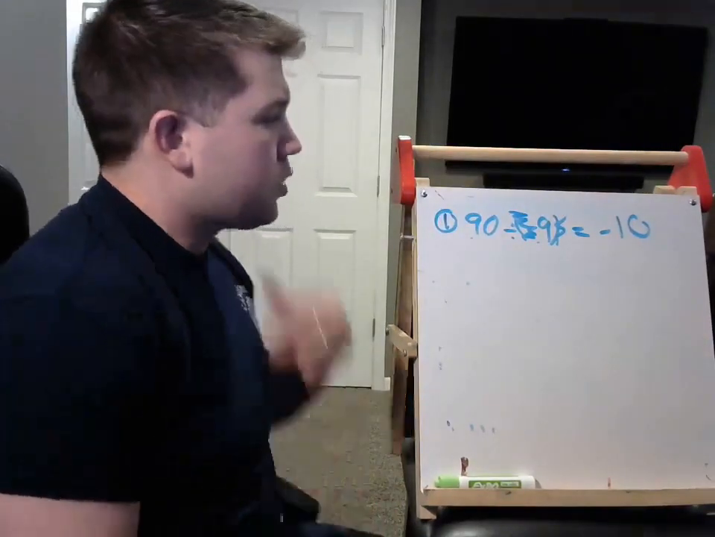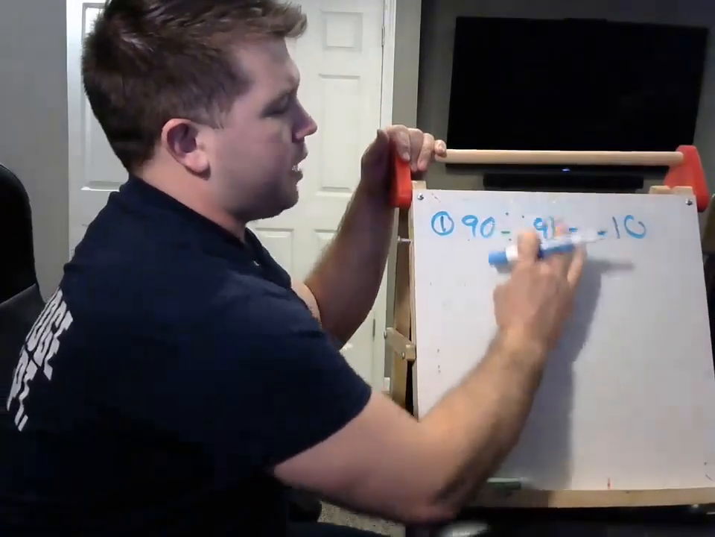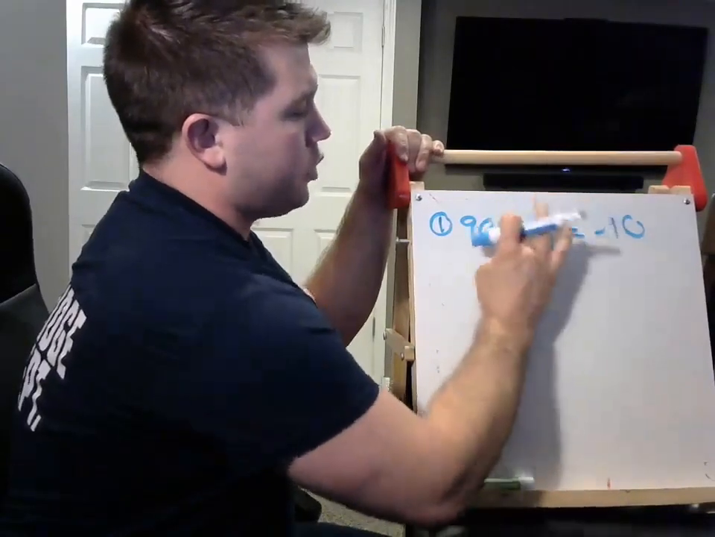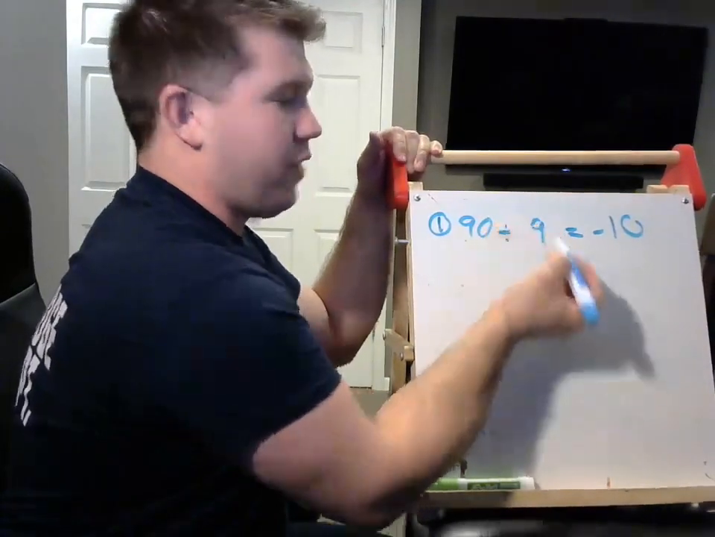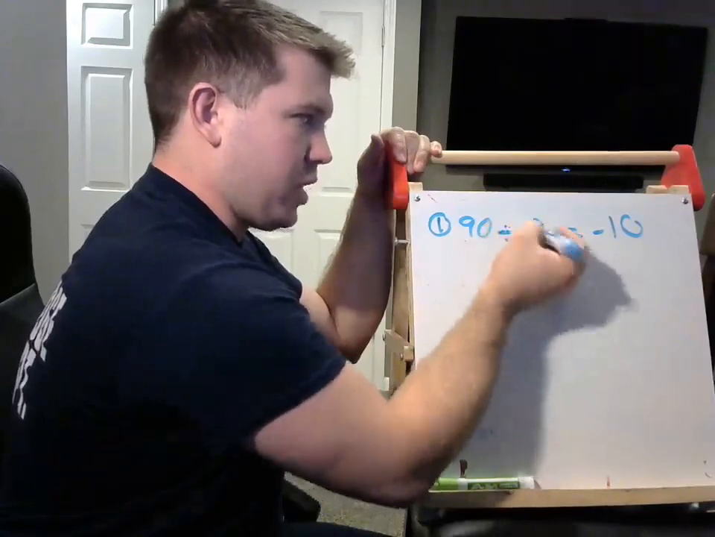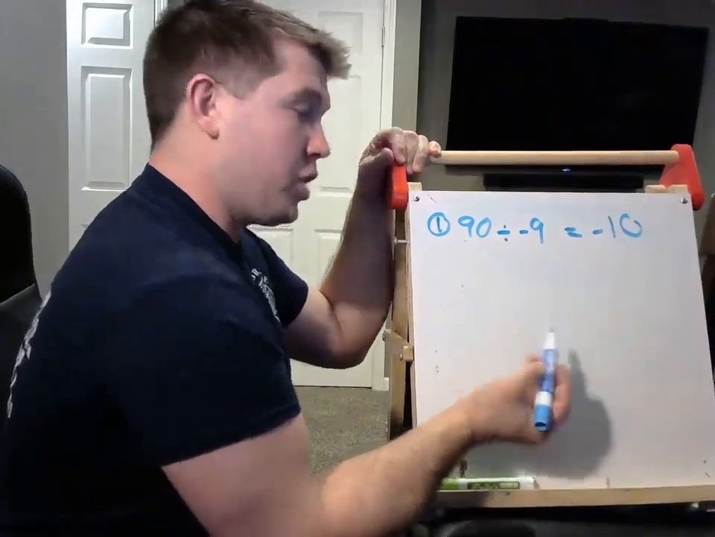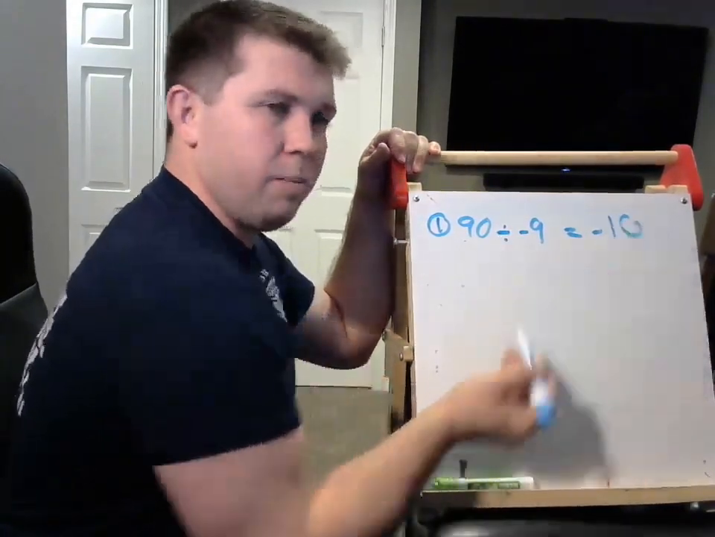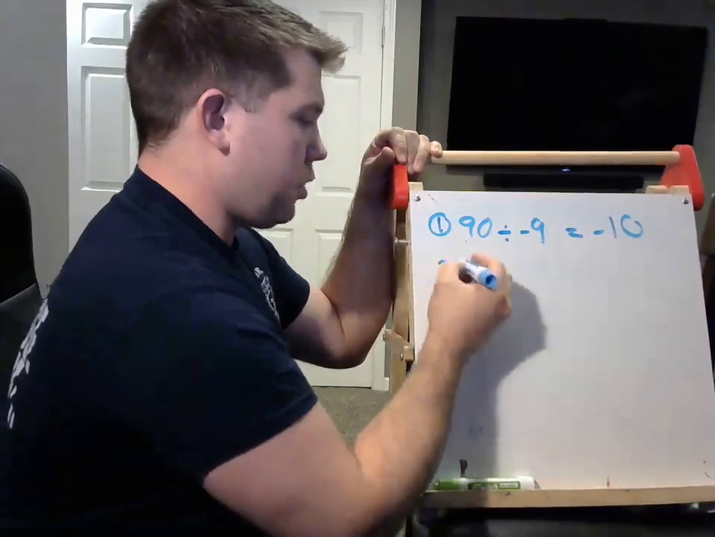So anyway, like I said, don't let the negative stuff throw you off too much. Just 90 divided by 9 is 10. Just because there's a negative there doesn't make it that much harder. You just have to decide, is your answer negative or positive.